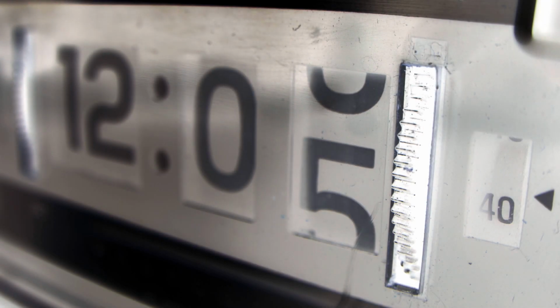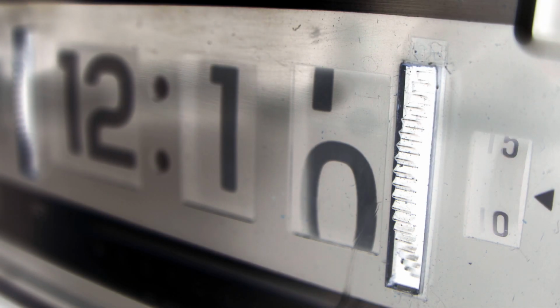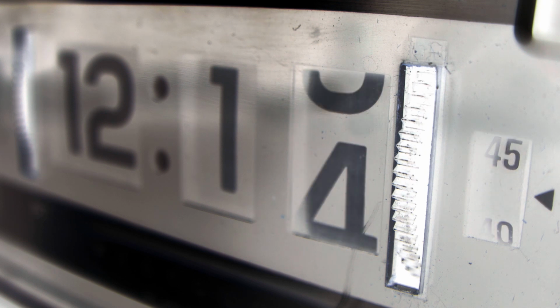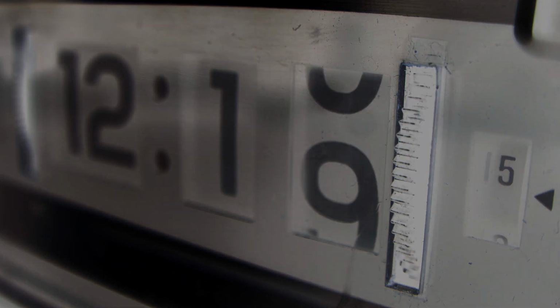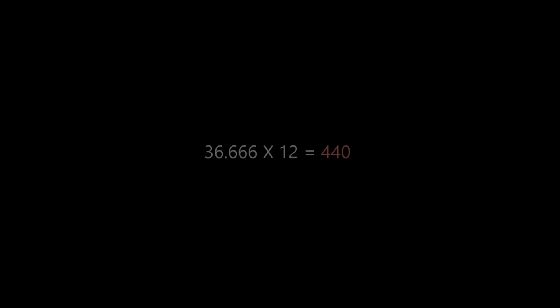How many seconds are in 12 hours? 43,200. Another 432. Divide or multiply a whole unit by 12. So 60 seconds times 12 equals 43,200 seconds. 36.666 times 12 equals 440. Interesting, huh? And 36 times 12 equals 432.